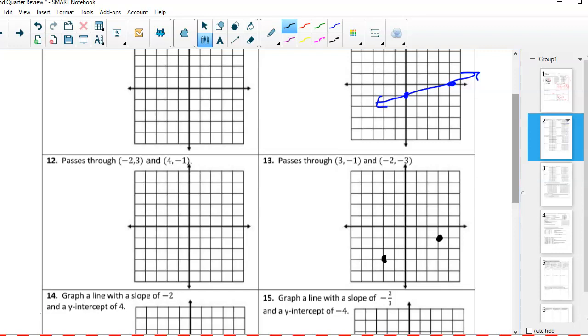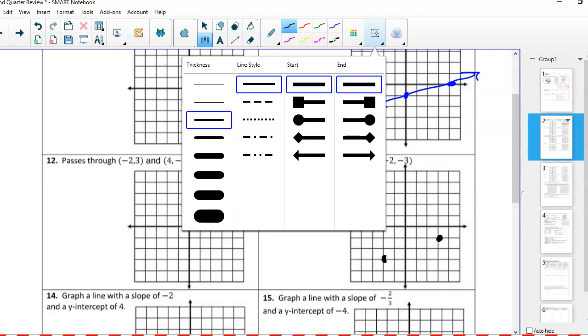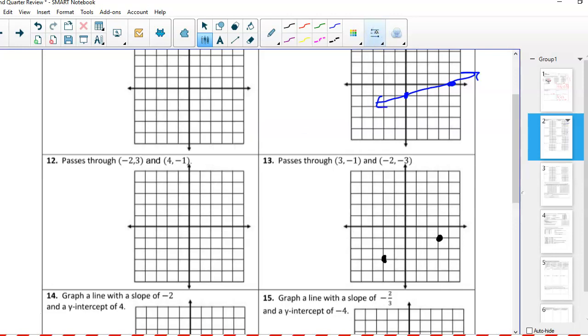Wait, so is it X1 and X2? X1, Y1, X2, Y2. Yeah. That was a little perfect. So for those, plot the points, make a line through it. Also, make sure these have arrows because they're lines that keep going on forever and ever.